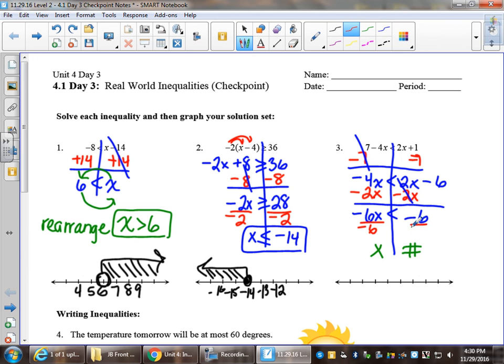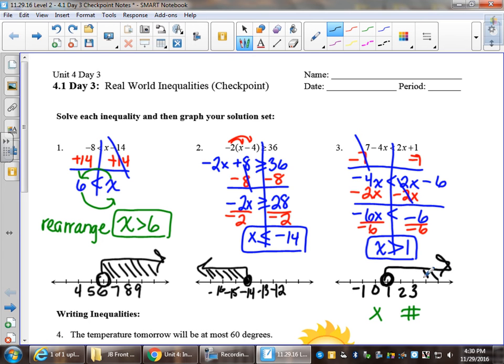Divide by negative 6, divide by negative 6. We get x is greater than 1. The inequality sign flips because you divided by a negative. Open circle on 1, greater is to the right. It's an open circle because this is strictly greater than. I don't see any or equal to here.